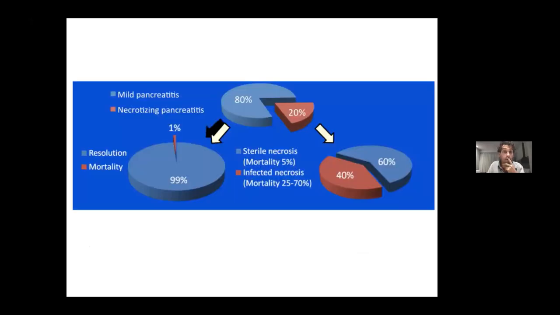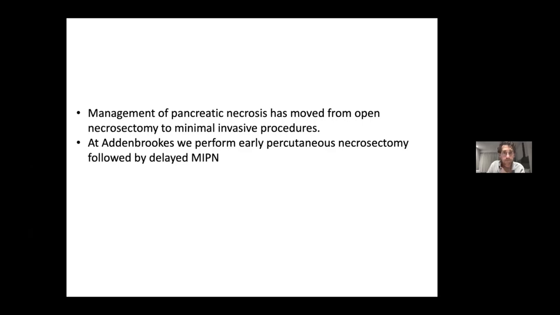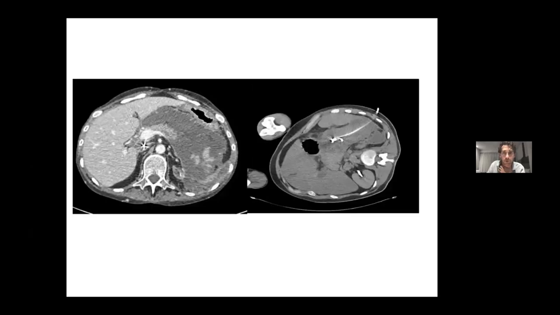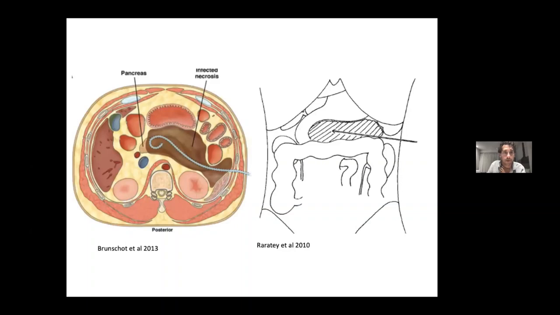This is basically showing mortality, how if you get infected necrosis, your mortality rate is high. This is a slide I'm just going to skip through. So this is a diagram of infected necrosis. Again, you can see the brown bit is the necrotic collection. This is the pancreas. This is a drain going in, an interventional radiology placed drain going into the collection.